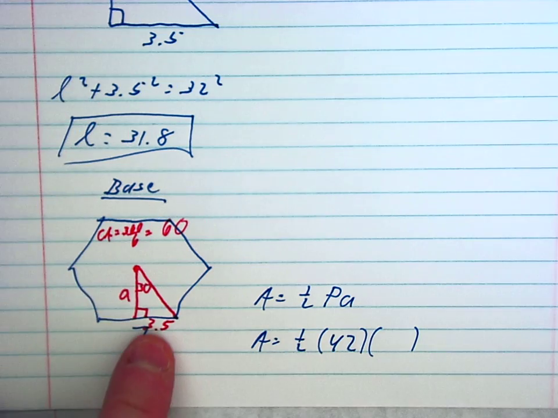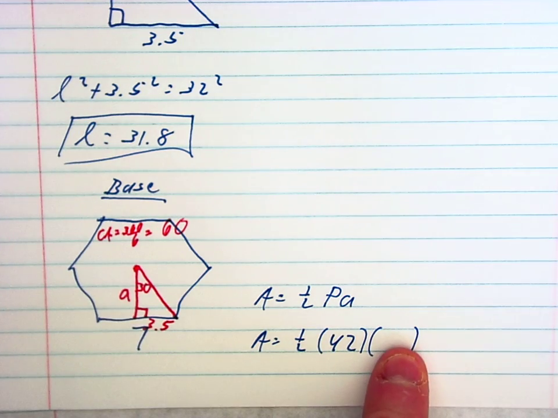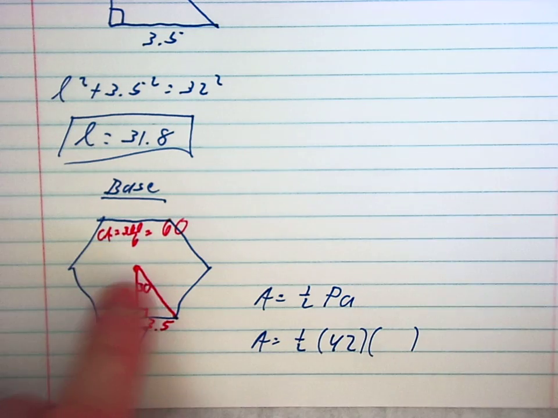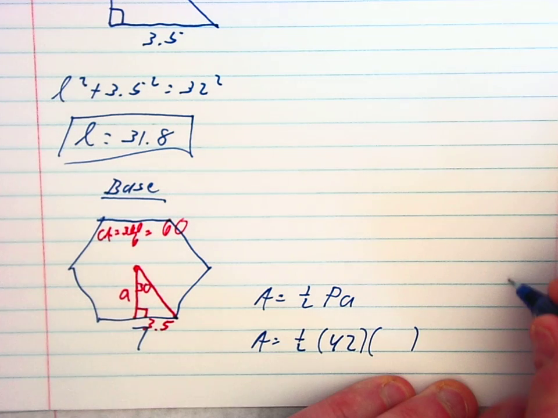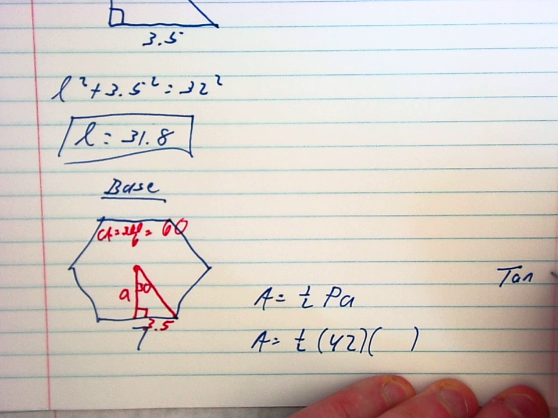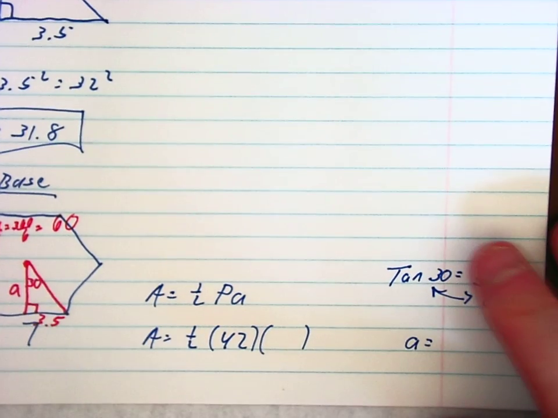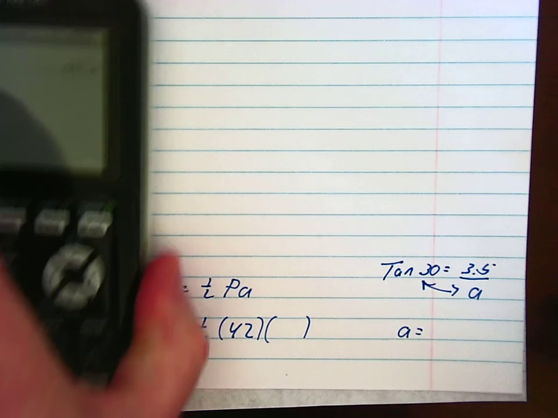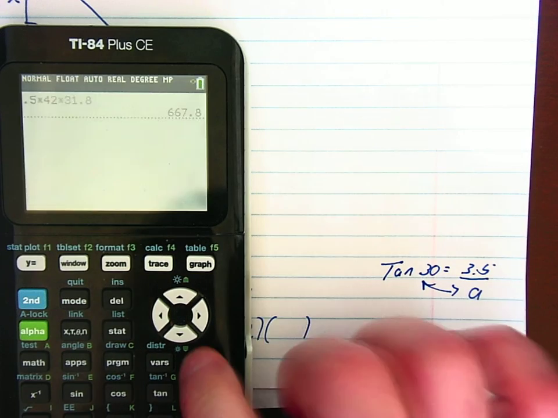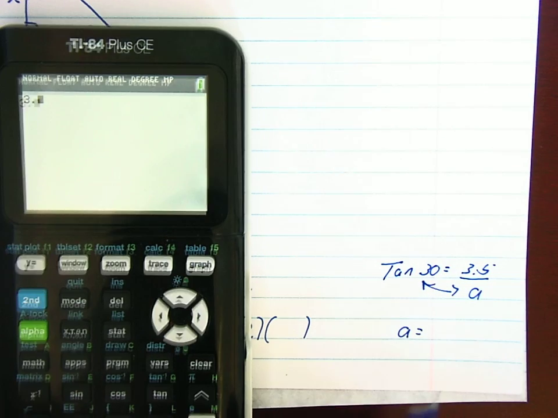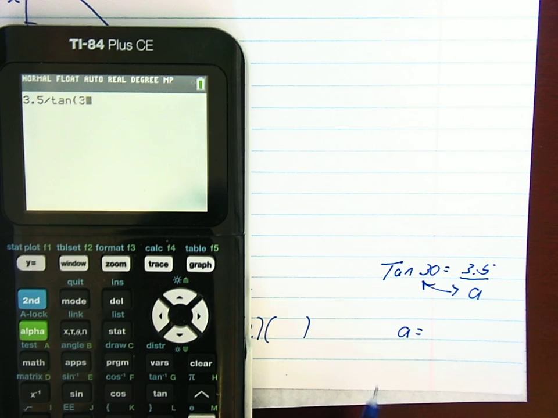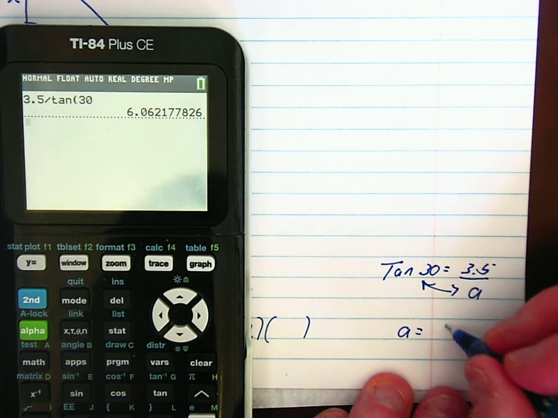So now I'm going to do trig right here to find A. I'll put it in here and I'll be good to go. So this is going to be a tangent problem right over here. I got tangent of 30 equals 3.5 over A. These two are going to switch. And I'm going to have my, oops, sorry about that, guys. I didn't realize you couldn't see it. And I'm going to have my apothem. So what do we got here? We got 3.5 divided by the tangent of 30, and that is 6.1.